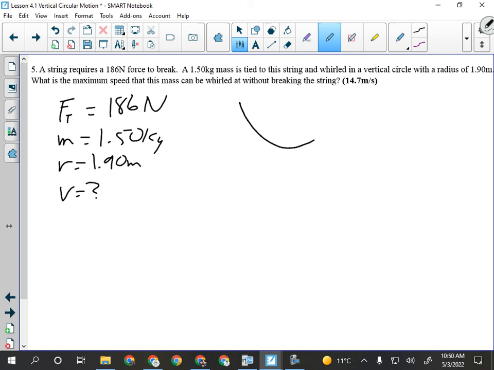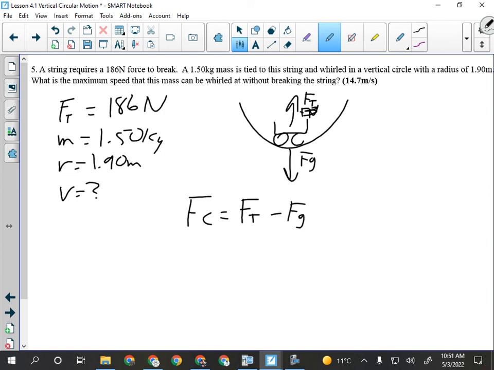So, bottom of the circle: normal force acting in, gravity acting out. I keep writing normal force, but I mean tension. So we've got force of tension acting in. So Fc equals forces in, tension, minus forces out, gravity. So we've got mv squared over r equals 186 minus 1.5 times 9.81.